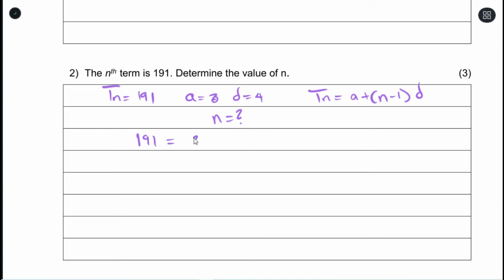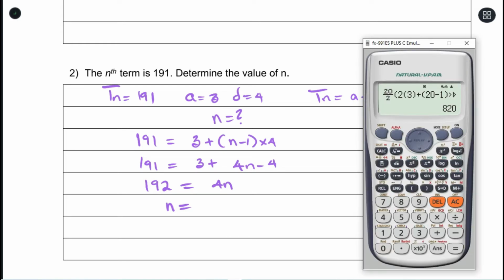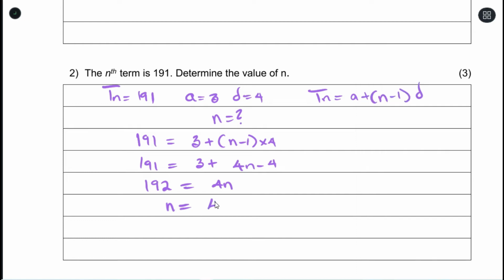191 is equals to 3 plus n minus 1 times 4. So this is 191 is equals to 3 plus, so therefore, so we can say n is equals to 192 divided by 4. What does that give you? 192 divided by 4, that's 48. Okay, so the 48th term is 191. That's exactly what they wanted for this question. Nice.